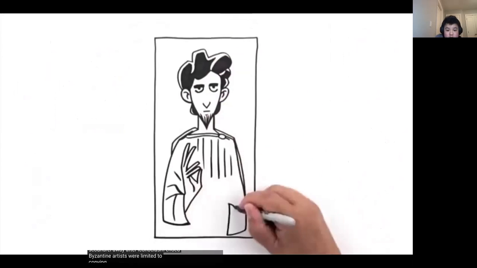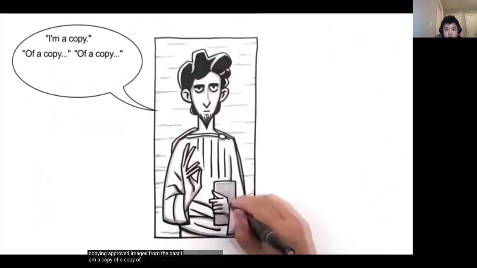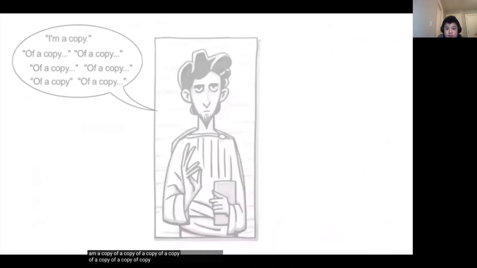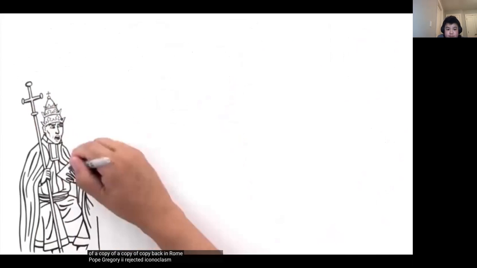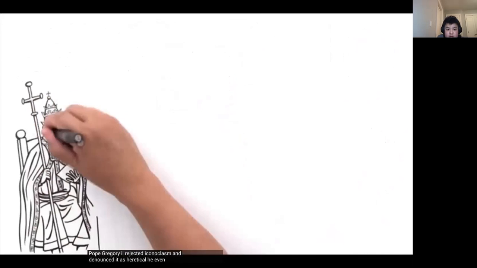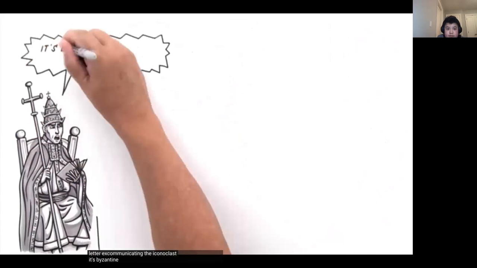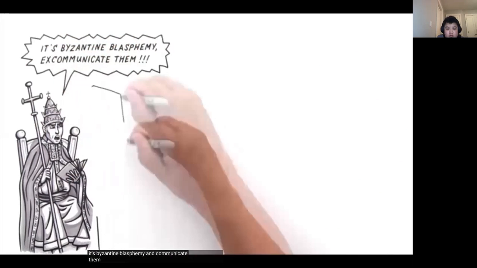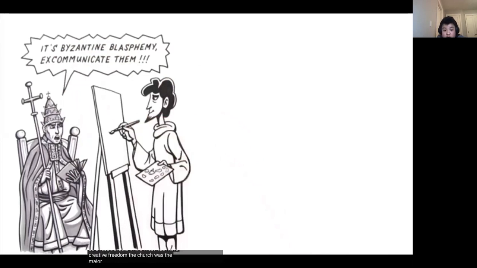After iconoclasm ended, Byzantine artists were limited to copying approved images from the past. I'm a copy of a copy of a copy of a copy. Back in Rome, Pope Gregory II rejected iconoclasm and denounced it as heretical. He even sent a letter excommunicating the iconoclasts. It's Byzantine blasphemy. Excommunicate them! As a result, artists in the West had more creative freedom.